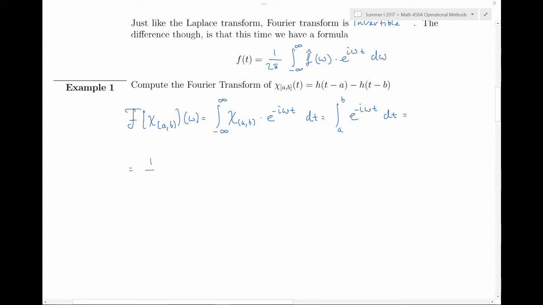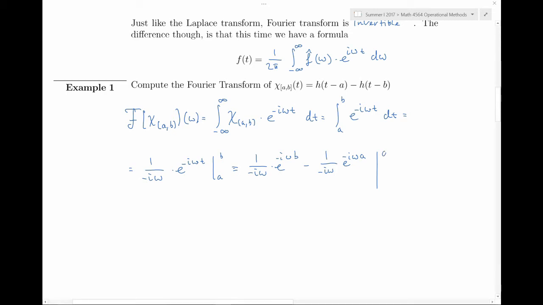It's just 1 over minus I omega times the function e to the minus I omega t evaluated from a to b. So this is 1 over minus I omega times e to the minus I omega b minus 1 over minus I omega e to the minus I omega a. And here I'm going to re-express a and b as values that are at the same distance from the center of the interval a to b.